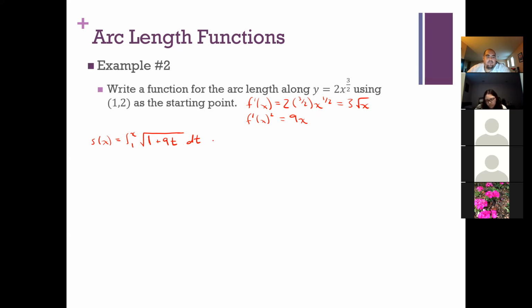All right, so got our integral set up. Looks really good. Now we have to deal with this integral. So how do we make this happen? Use substitution. Yep. This looks a little bit familiar from earlier, so we're going to handle it in a lot the same way. So u equals 1 plus 9t, du equals 9 dt, dt equals a 9th du.